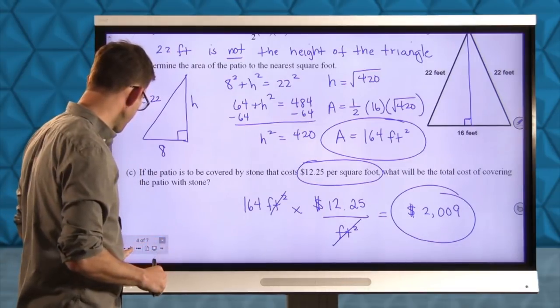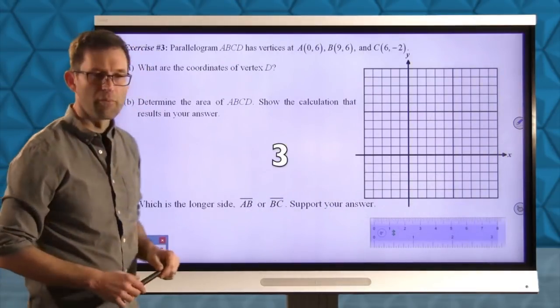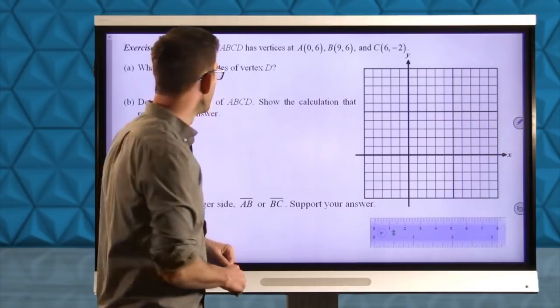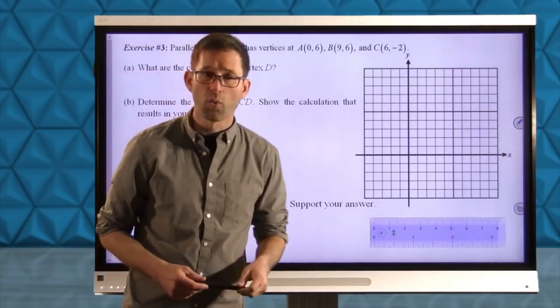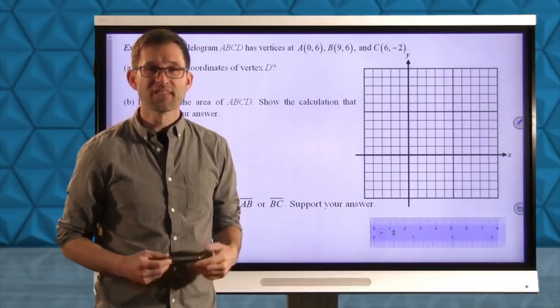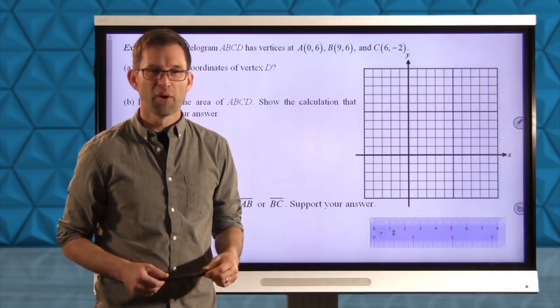Okay, let's keep going. Take a look. Problem number 5. Here we go. Back into the coordinate grid. Parallelogram ABCD has vertices at A (0, 6), B (9, 6), and C (6, -2). Letter A. What are the coordinates of vertex D? What are the coordinates of vertex D? This is kind of a neat problem. See if you can figure it out by pausing the video now.